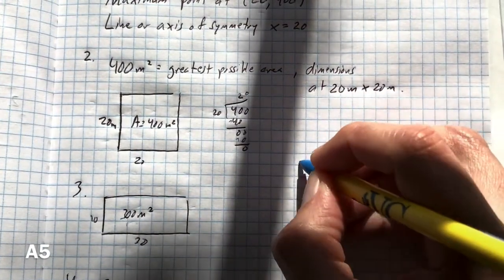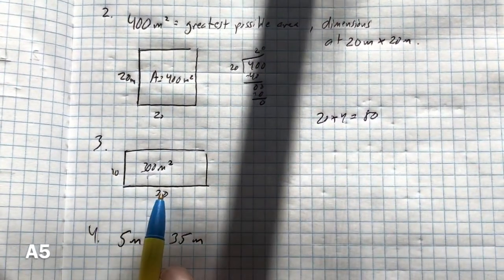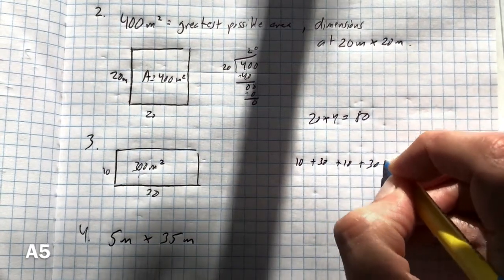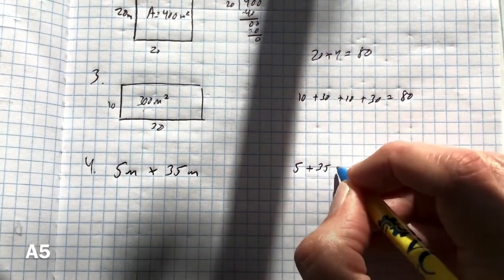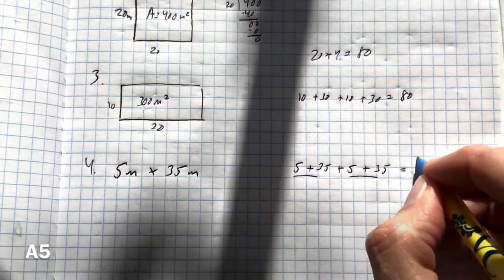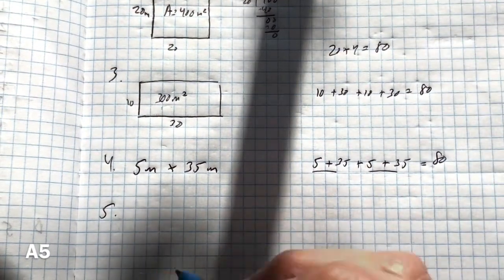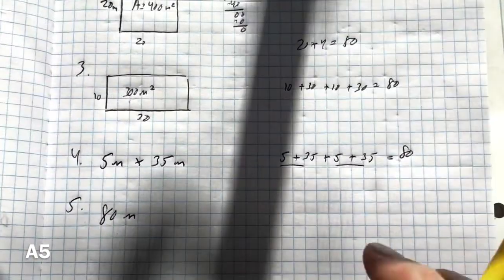that 20 times 4, which would equal 80. In this case, if I had a 10 and a 30, so 10 plus 30 plus 10 plus 30, that would also equal 80. And this last one here would be 5 plus 35 plus 5 plus 35, and there's 40 and there's 40, so that equals 80. So it turns out that the perimeter of this rectangle, the fixed perimeter, is 80 meters. That's what we would have there. And explain how you found your perimeter. We just did that by looking at those totals.